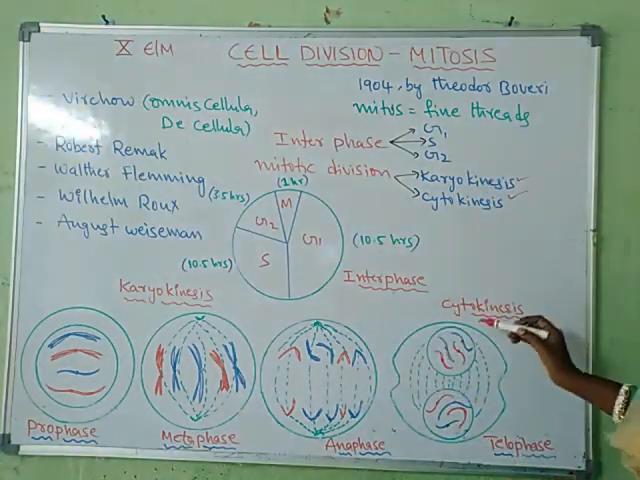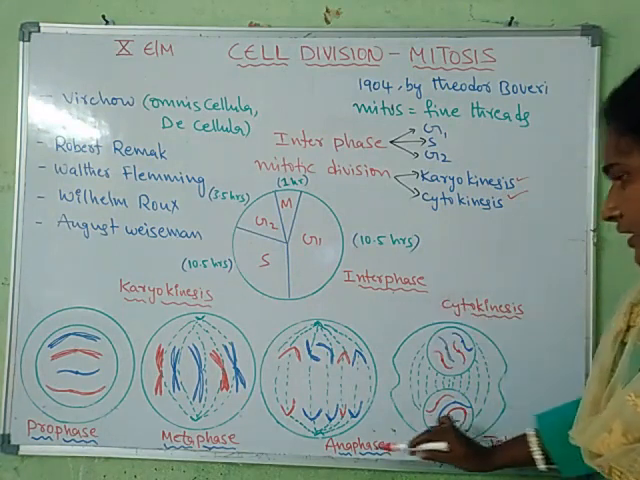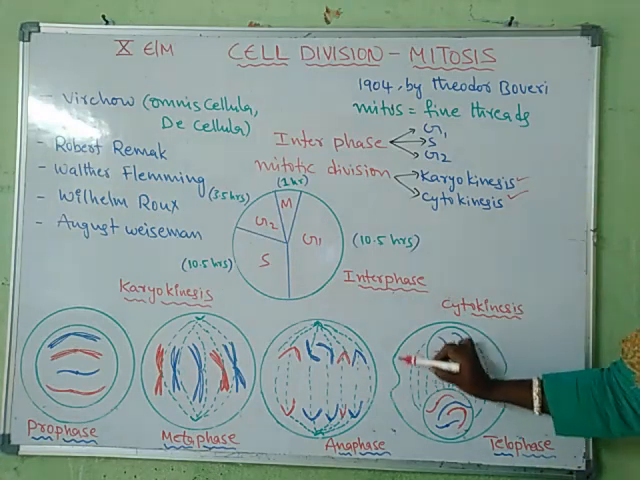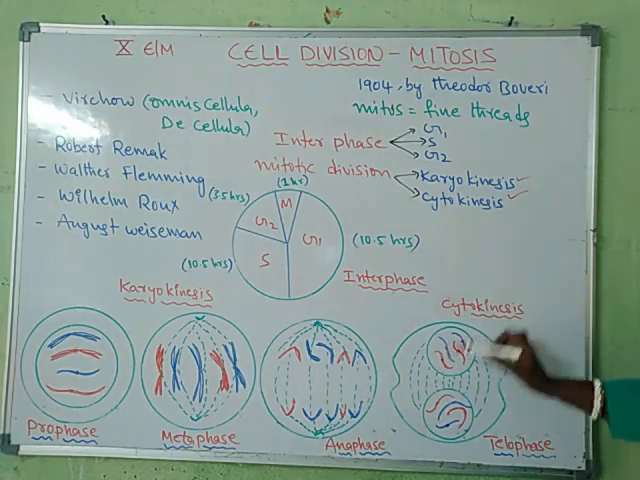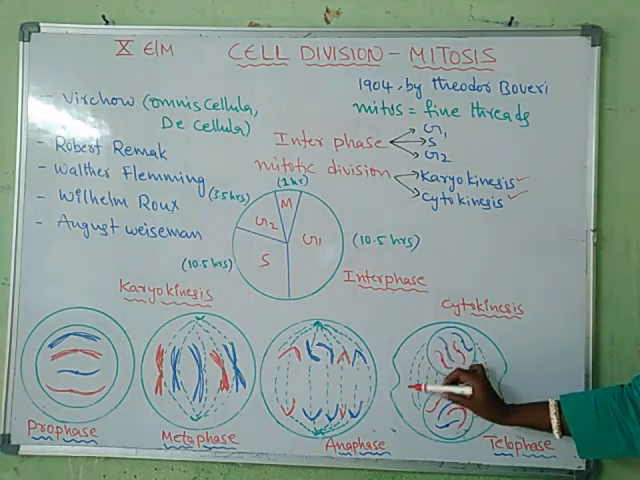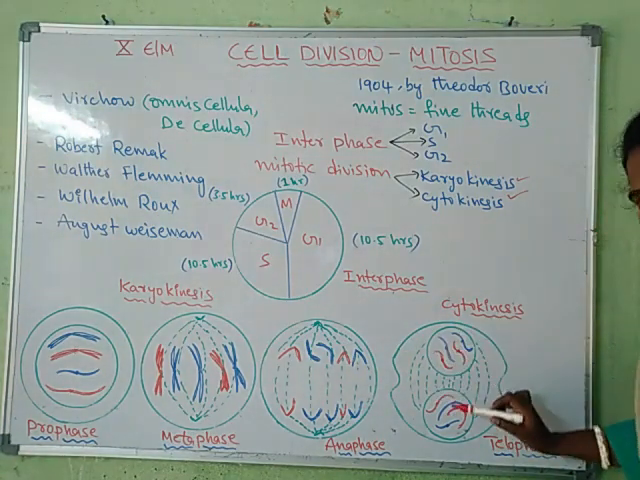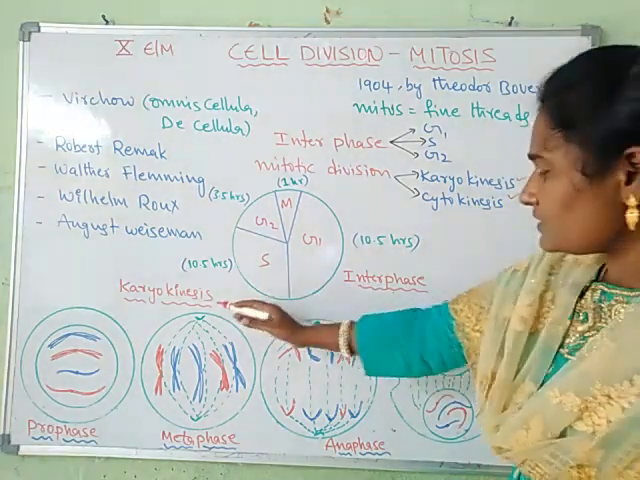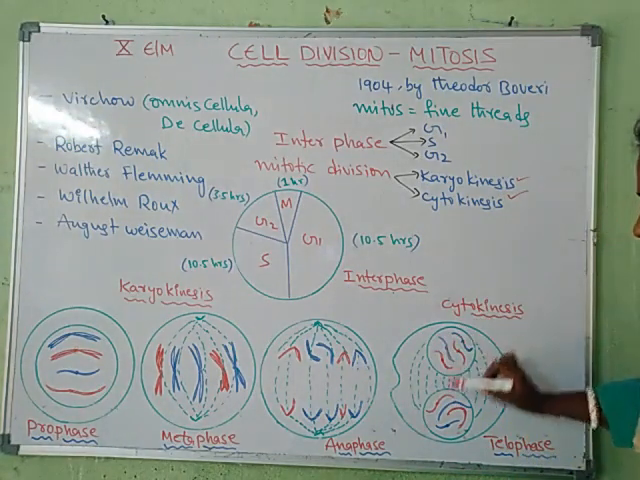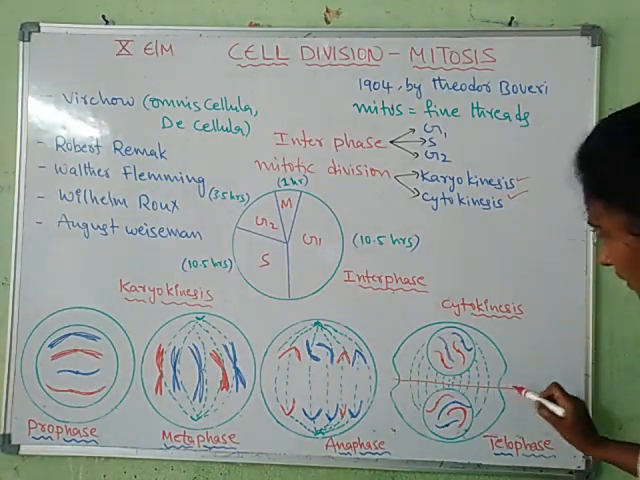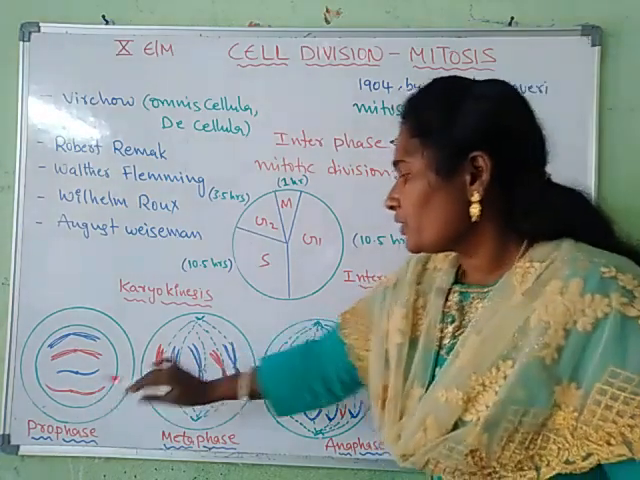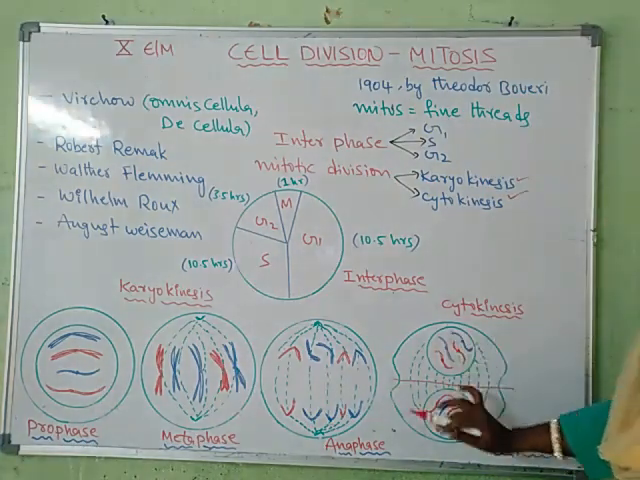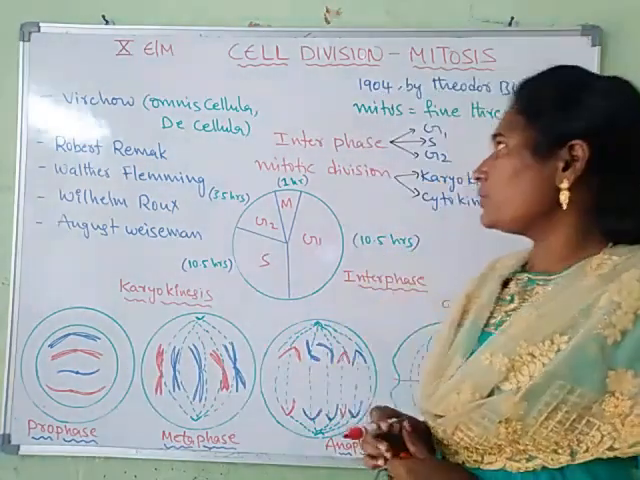And cytokinesis occurs after the completion of karyokinesis. In cytokinesis, the cell membrane in animal cells and the cell wall in plant cells pinches in to form two daughter cells. So after the completion of karyokinesis and cytokinesis, two cells are formed from one cell, which are similar to the parent cell, identical copies of the parental cell. So this is about mitosis.